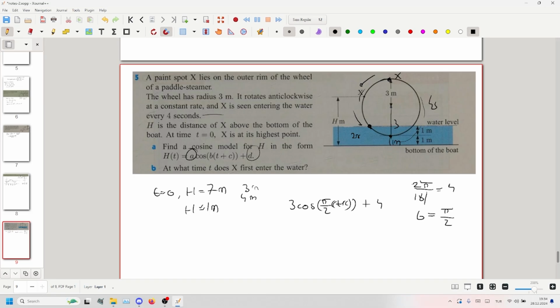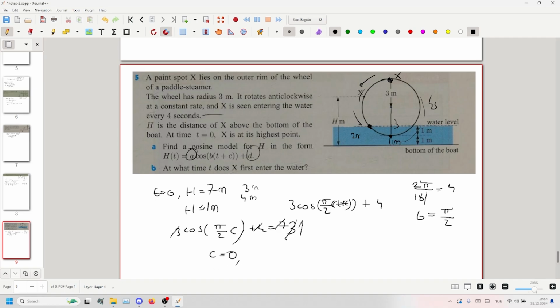The c right here is the phase of our wave, and to calculate that, we'll just give a value. You can also take how much the cosine has been shifted. I'm just going to give a value for this. So for example, at t equals 0, h would be 7. So 3 cosine of pi halves t plus c, so just pi halves c, plus 4 is equal to 7. So this is equal to 3. So this is equal to 1. So when is cosine equal to 1?